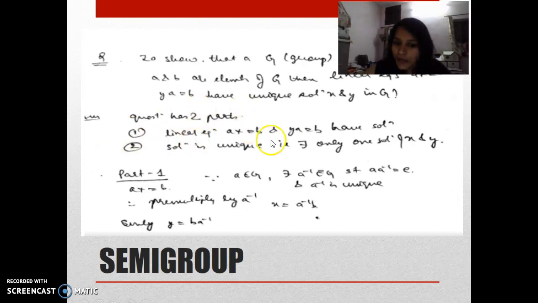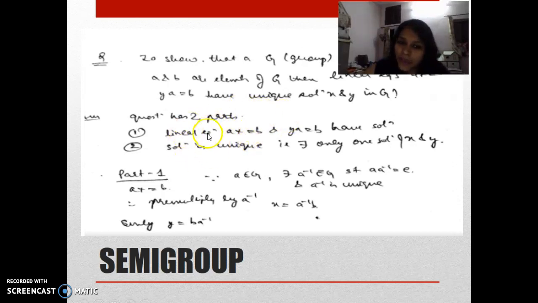First is saying that there are two linear equations and you have to show that they have a solution. And the second part is, once you find the solution, you have to show that the solution is unique, that there exists only one solution of X and Y. Okay, so how do we solve for part one? I already showed you that on solvability laws, right?